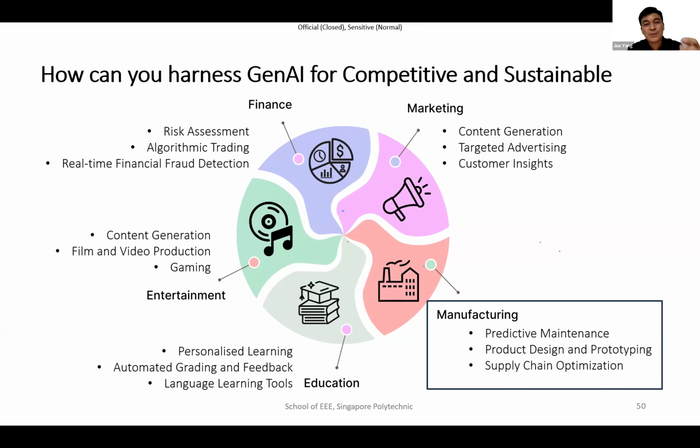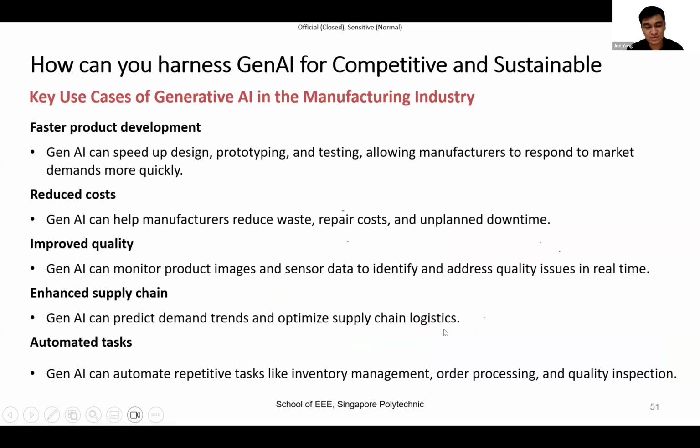AI can know how much you use the machines, and based on how much you use them, it can detect the wear and tear conditions, and also predict when to replace or which part to replace. So with Gen AI today, it can help with predictive maintenance, and it can support product design. You can use ChatGPT or something to design the product for you, and then prototyping and supply chain optimization. Okay, so those are the key benefits for manufacturing.